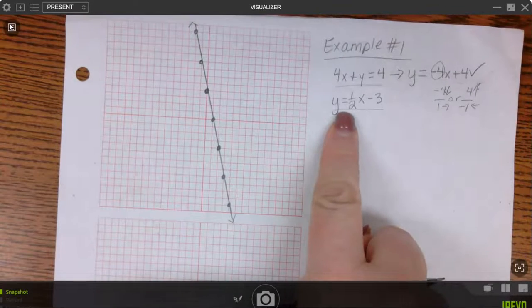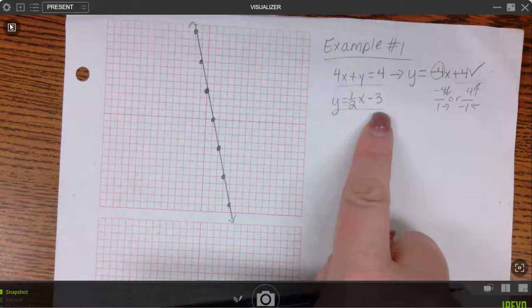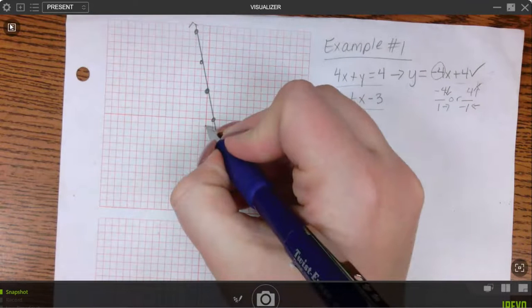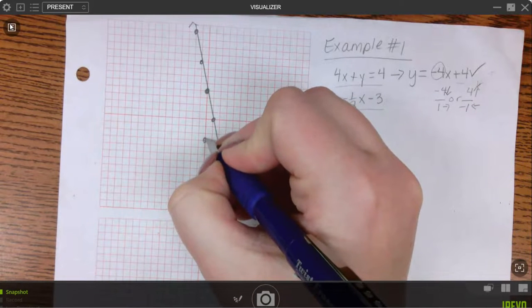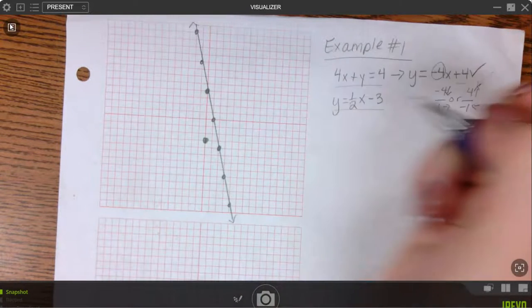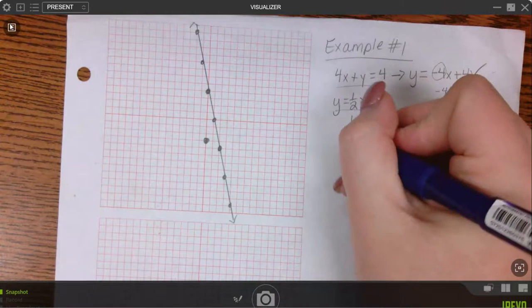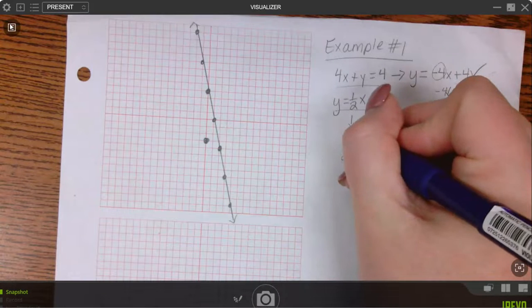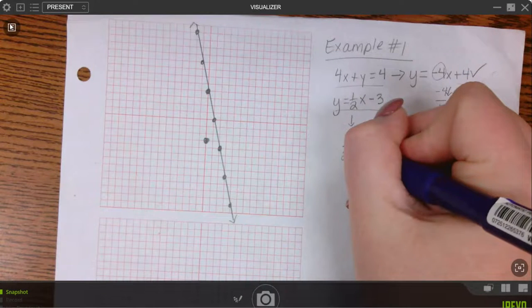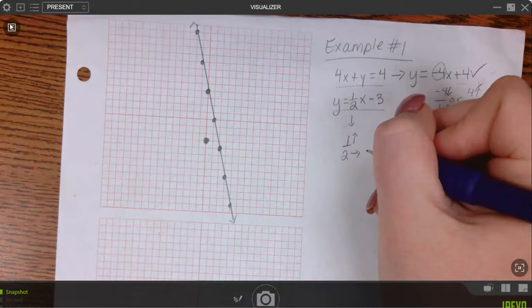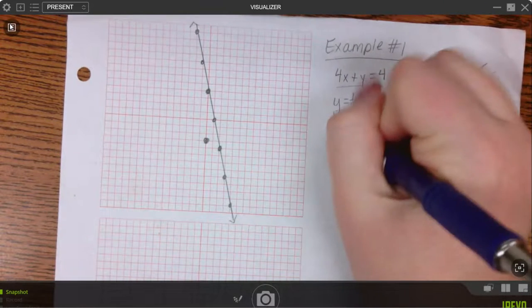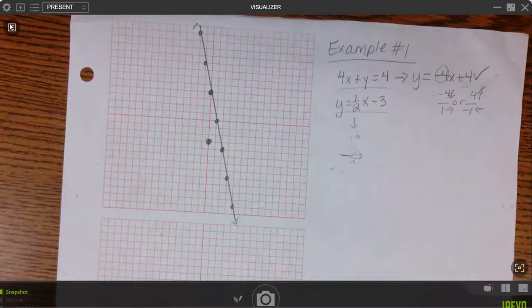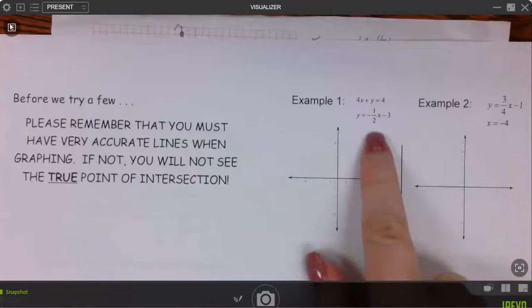And now we need to look at the second one. It says y equals 1/2 x minus 3. The y-intercept is at negative 3. So 1, 2, 3. And then the slope is 1/2. So we can go up 1 and right 1. Actually, I copied this down wrong. In the example, it's negative 1/2.